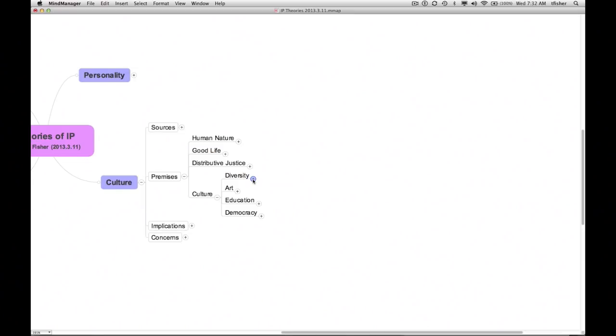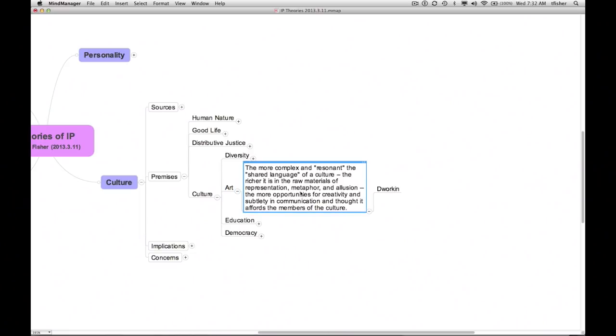For many of the same reasons, a rich artistic tradition sustains opportunities for flourishing of many sorts. This point was made crisply by Ronald Dworkin, one of the foremost Anglo-American legal theorists. The more complex and resonant the shared language of a culture, the richer it is in the raw materials of representation, metaphor, and allusion, the more opportunities for creativity and subtlety in communication and thought it affords the members of the culture.